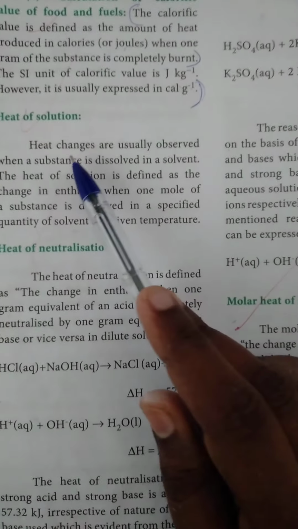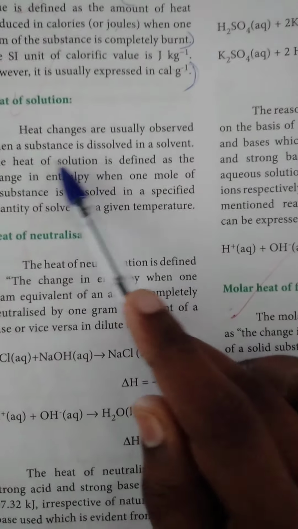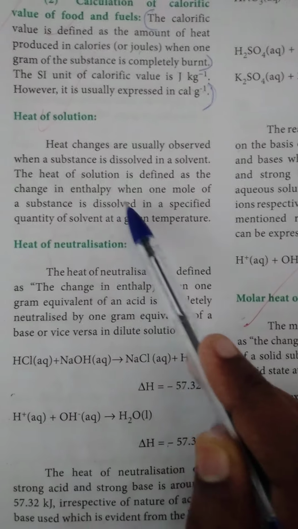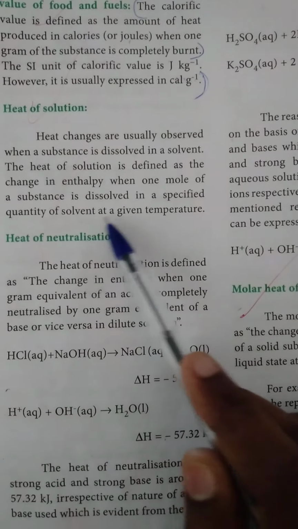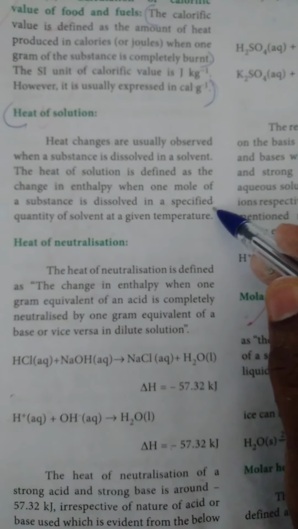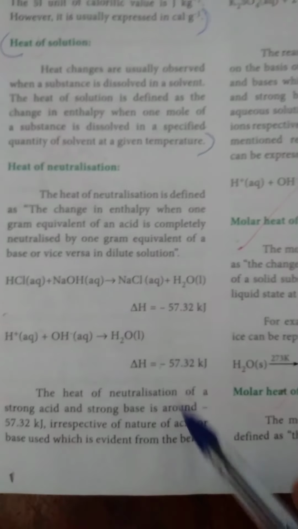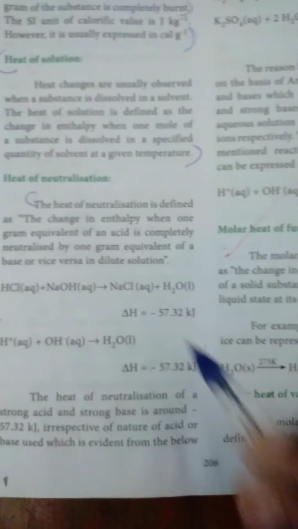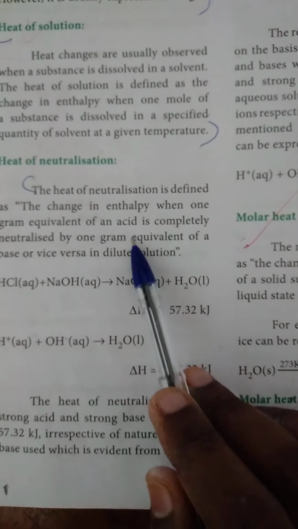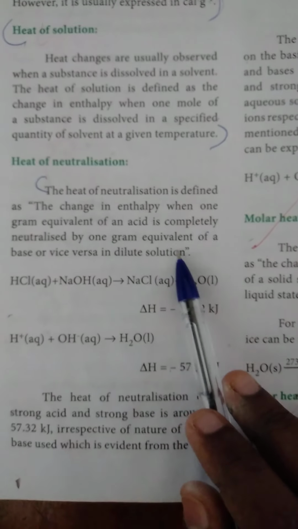Heat of solution. Heat changes are usually observed when a substance is dissolved in a solvent. The heat of solution is defined as the change in enthalpy when 1 mole of a substance is dissolved in a specified quantity of solvent at a given temperature. So just note this topic. Then second question, heat of neutralization. Heat of neutralization is defined as the change in enthalpy when 1 gram equivalent of an acid is completely neutralized by 1 gram equivalent of a base or vice versa in dilute solution.